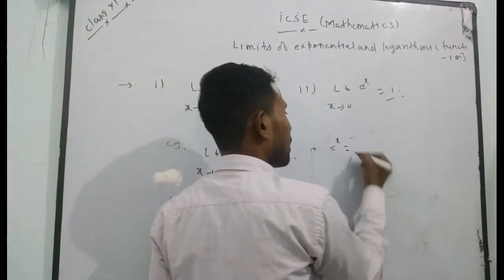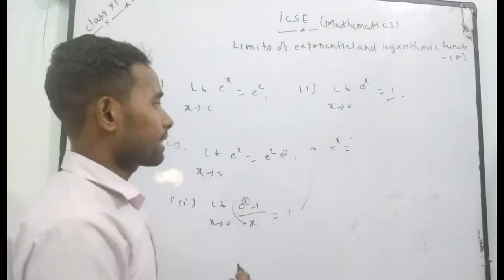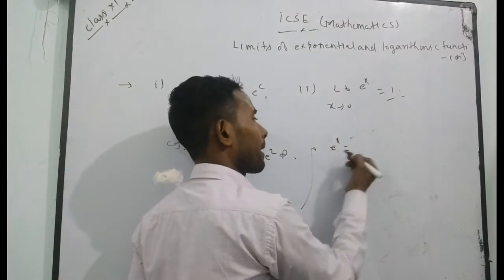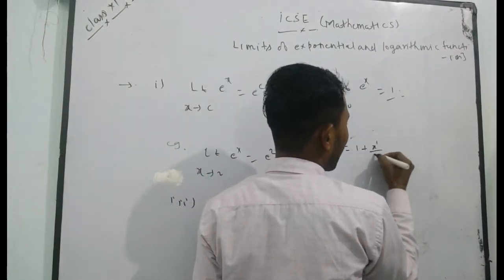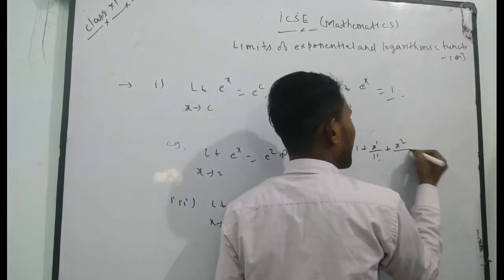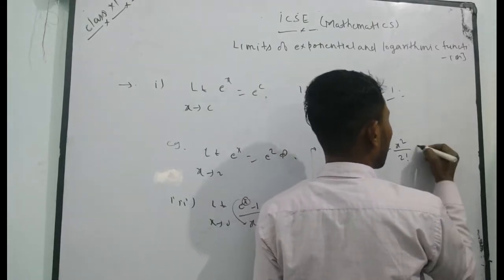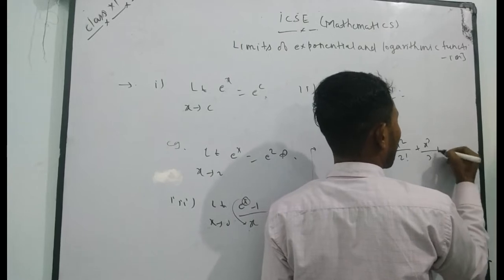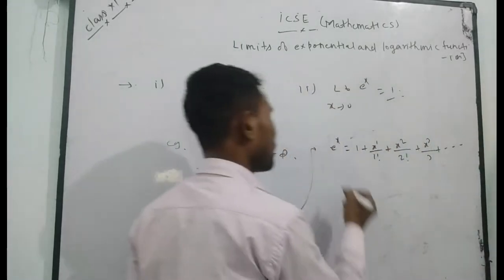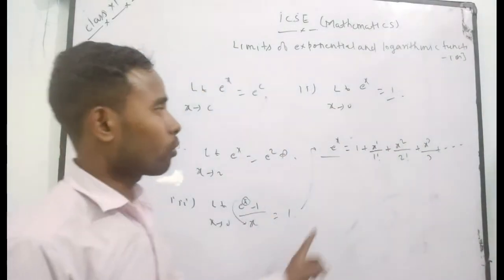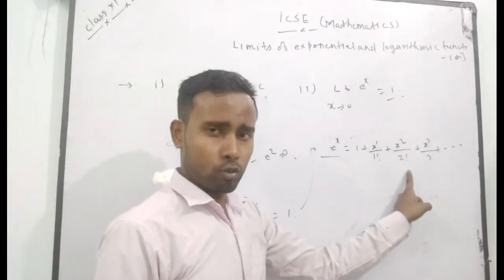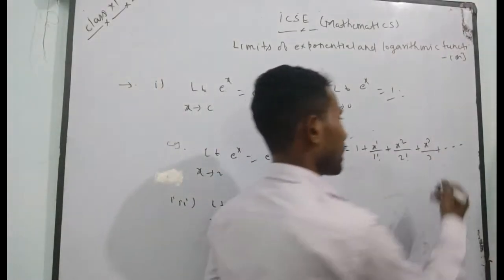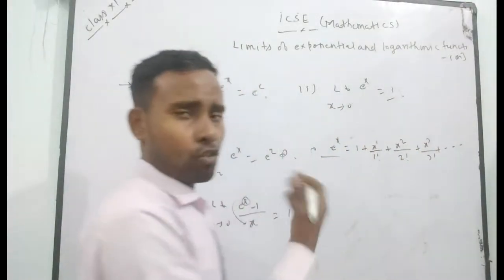I want to write one series of e to the power x. e to the power x is equal to 1 plus x to the power 1 divided by 1 factorial plus x square by 2 factorial plus x cube by 3 factorial plus so on. This is an expansion of e to the power x.